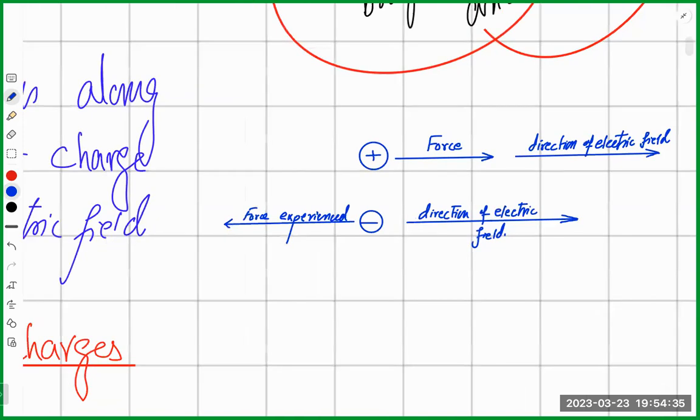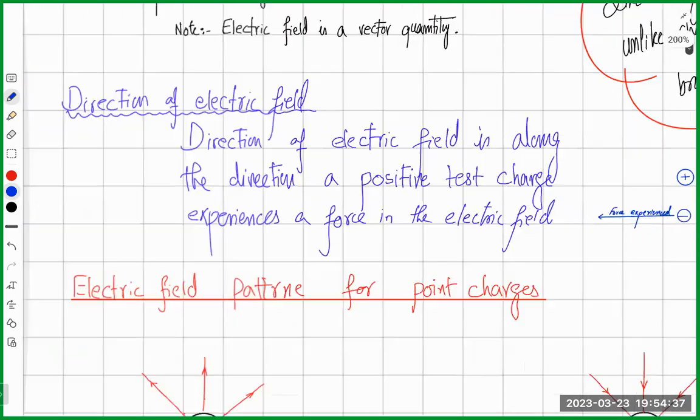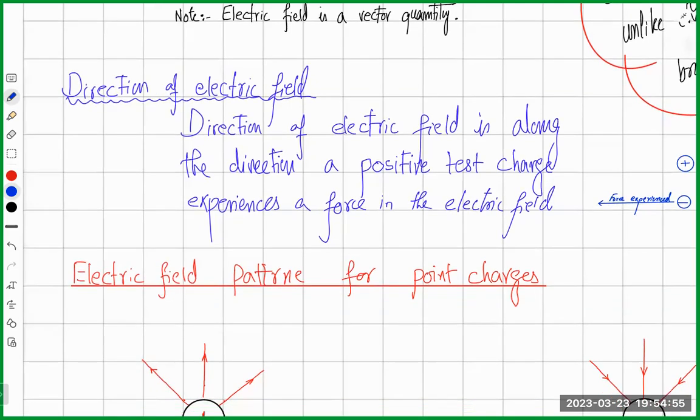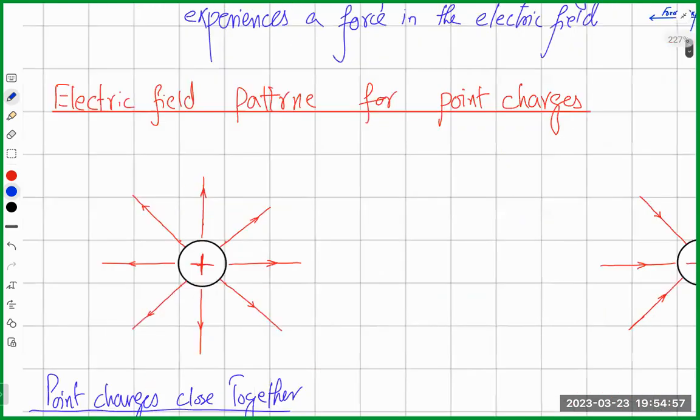So there's a definition, because the examiner never gets tired of asking this question. This is a very favorite question of examiners. What is the direction of electric field? Or define, how do we define direction of electric field? Direction of electric field is defined as the direction of force experienced by a positive test charge in the electric field. On the basis of that, we can make all these electric fields.